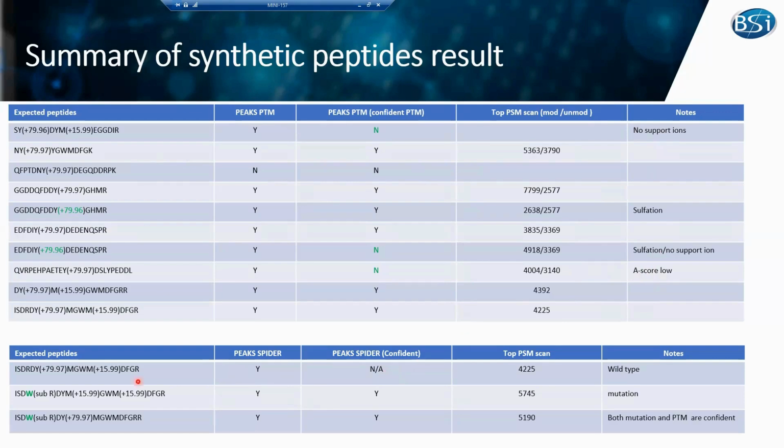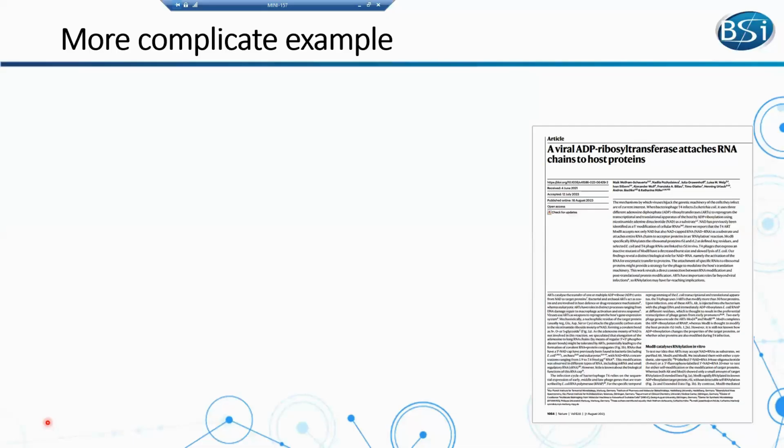So it's the same idea for the mutation here. We know the mutation here, and PEAKS SPIDER can find the mutation. And if I use the confident SPIDER result filter, I can make sure this position or this mutation is confident. So this is a simple example for the confident PTM. Then we can see a more complicated example.